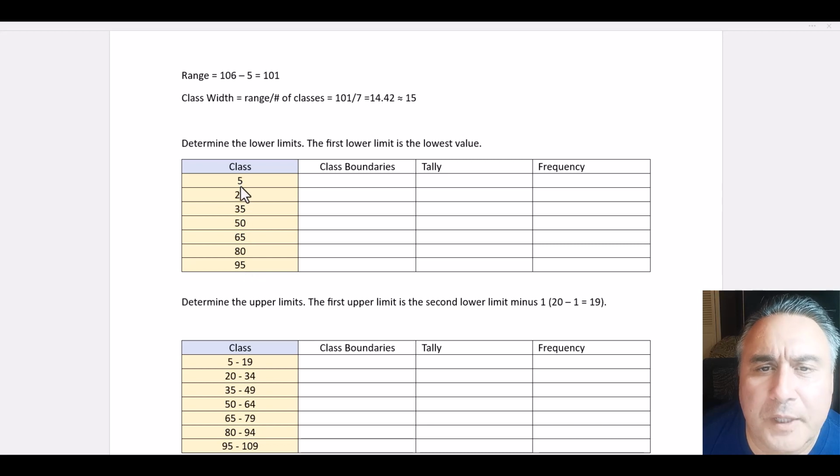The first lower limit is always the lowest value, 5. We then repeatedly add 15 until we generate all the other lower limits. So 15 plus 5 is 20, 20 plus 15 is 35, and so on.